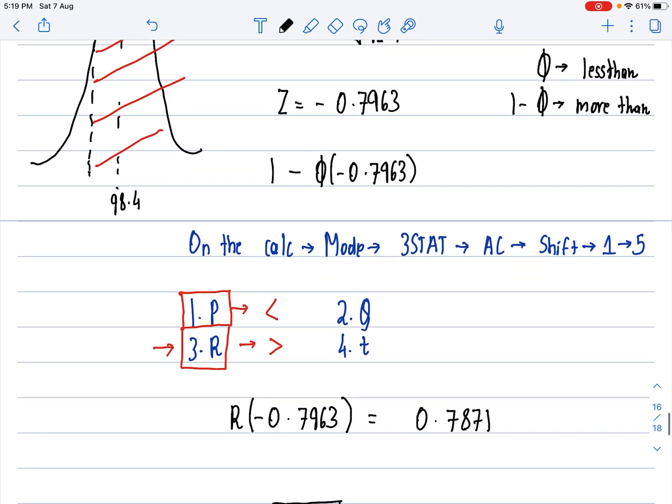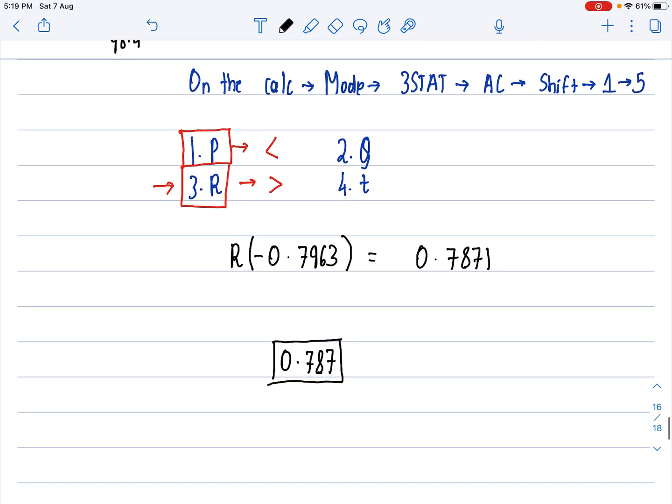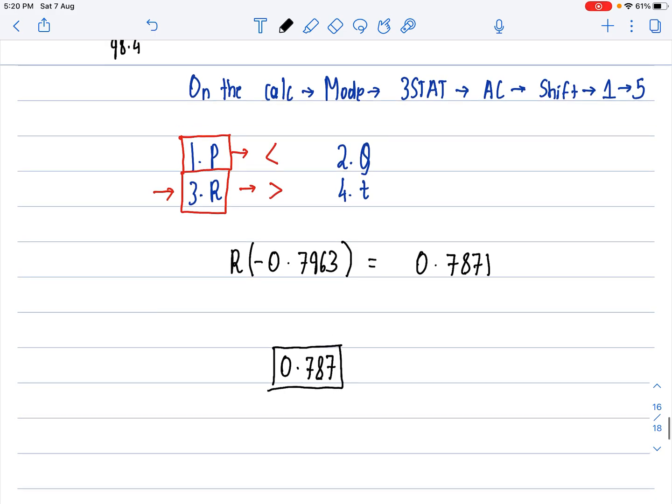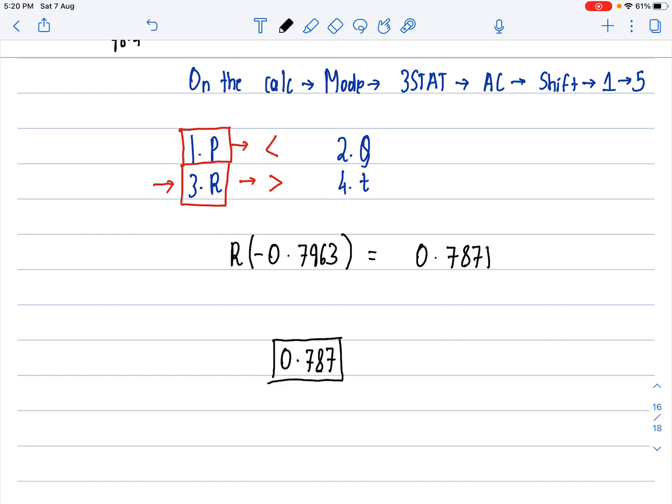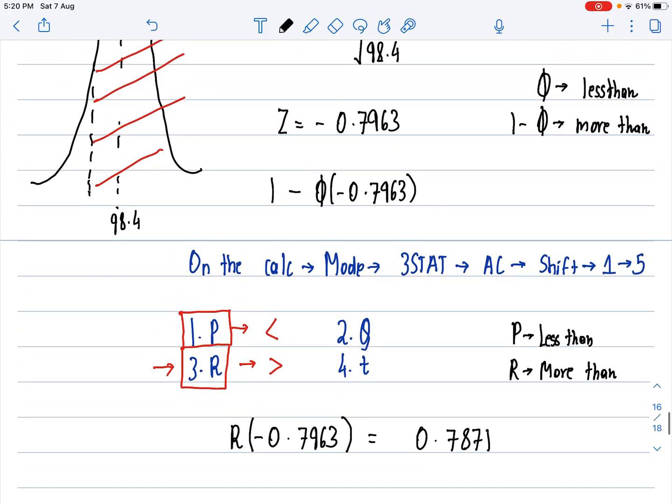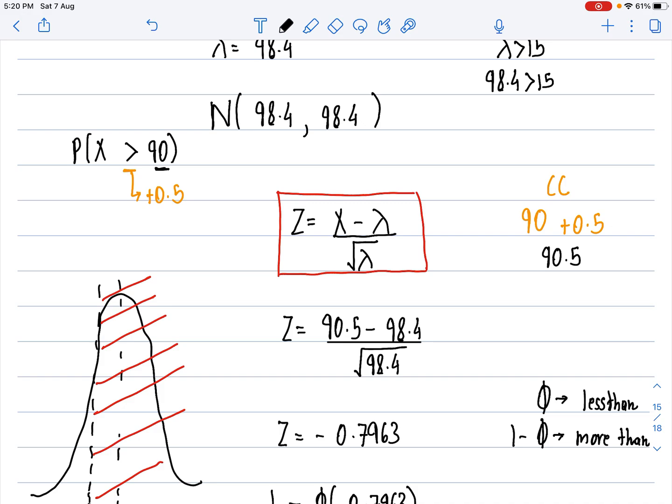You calculate your z value, then you use your calci. For all less than or less than equal to, you use 1. For more than equal to, you use 3. Correct? The option 3 here, which is basically P for less than. Remember it like this. P is always for less than. Okay? And R is for more than, because it's continuous. If it's more than or more than equal to or less than equal to, doesn't matter. It only matters for the continuity correction. For the continuity correction, it's really important.